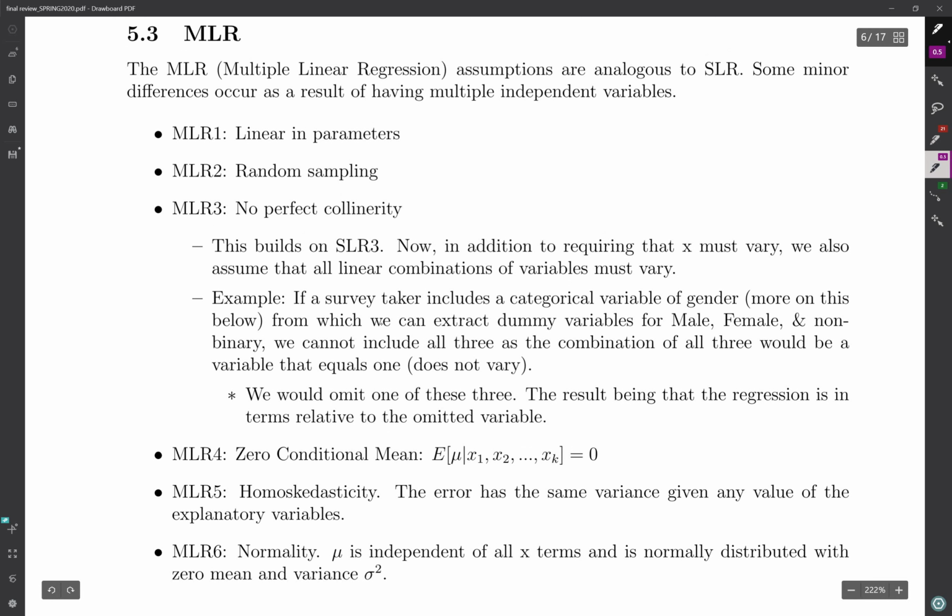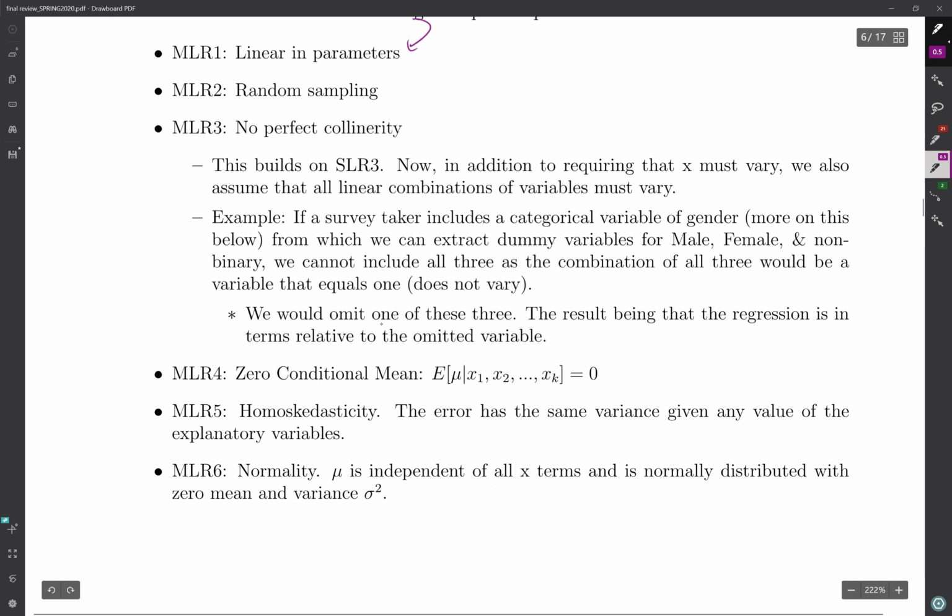Now, if we move over to multiple linear regression, these assumptions are going to be very similar to SLR, so I'm going to go through this pretty quickly, but there are some slight differences, and we'll go over them. The first one, linear parameters, that's going to be the same. We're going to have more coefficients here. However, the parameters are going to be very similar. They're going to be linear.